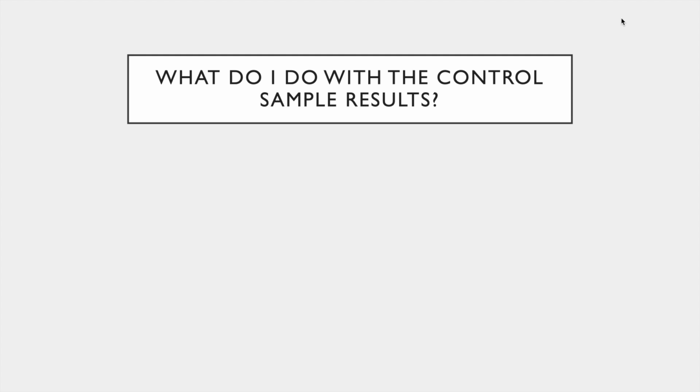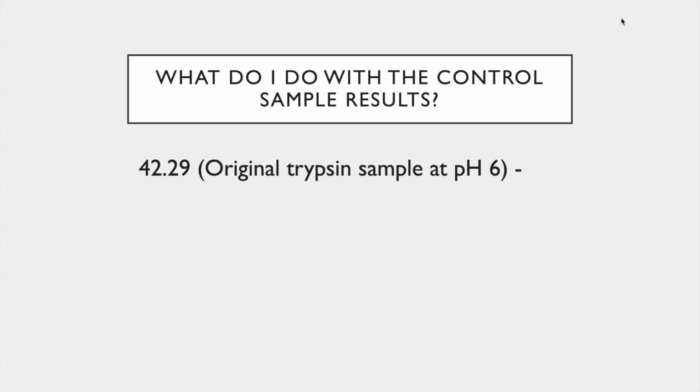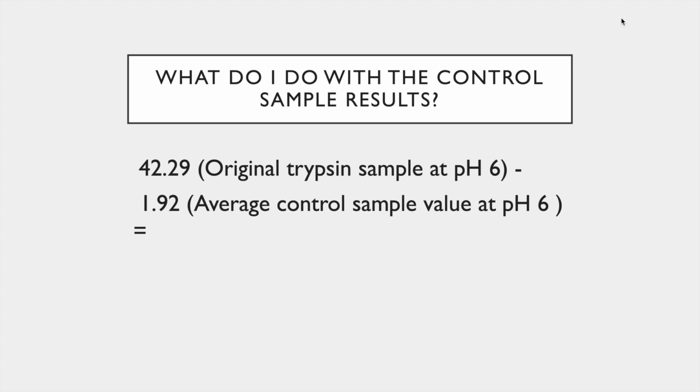You might ask, what am I going to do with the control samples? Well, I'm going to use the control samples to find the true values of my trypsin samples. So first, I can take any control sample, but just to show an example, I'm going to use one sample at pH 6, which is my original trypsin sample. I'm going to subtract the average for the control samples at pH 6 from it, and that is going to give me the true trypsin value for a sample at pH 6. I can do this for any sample at any pH to get the true value.